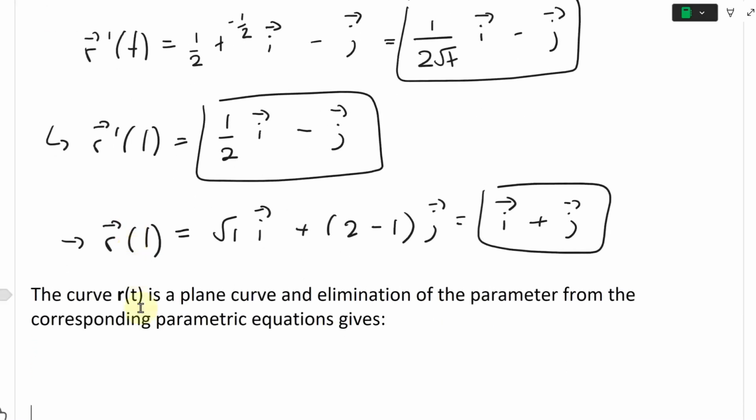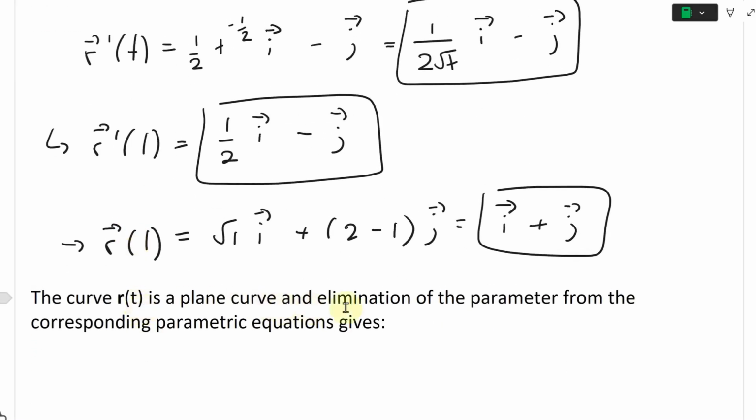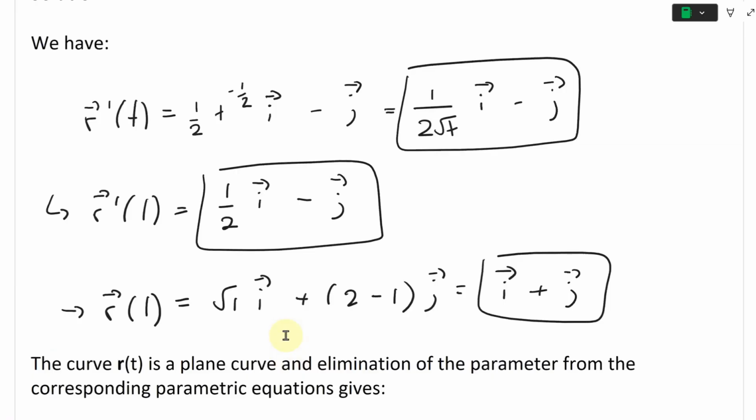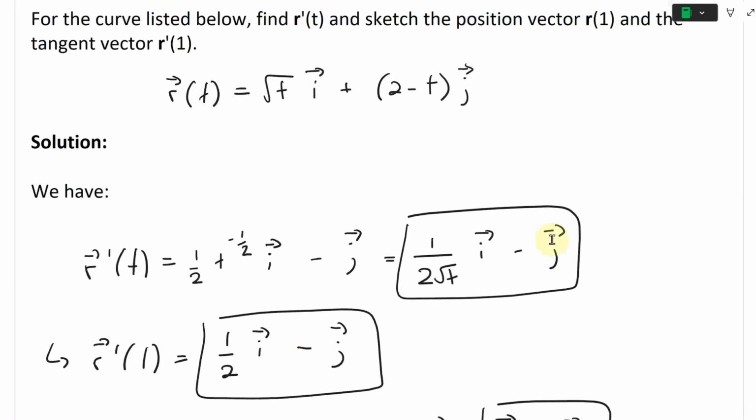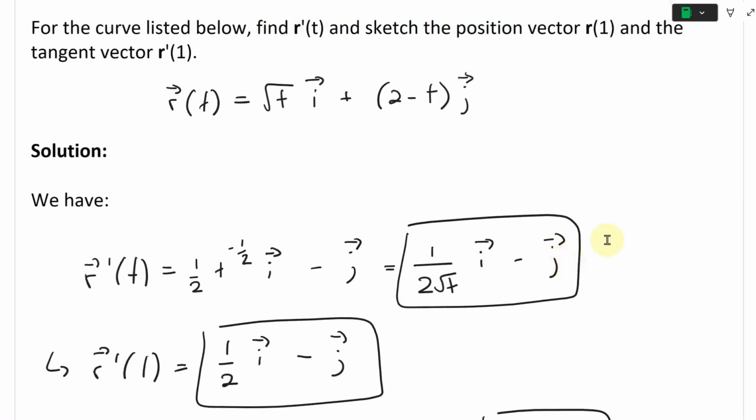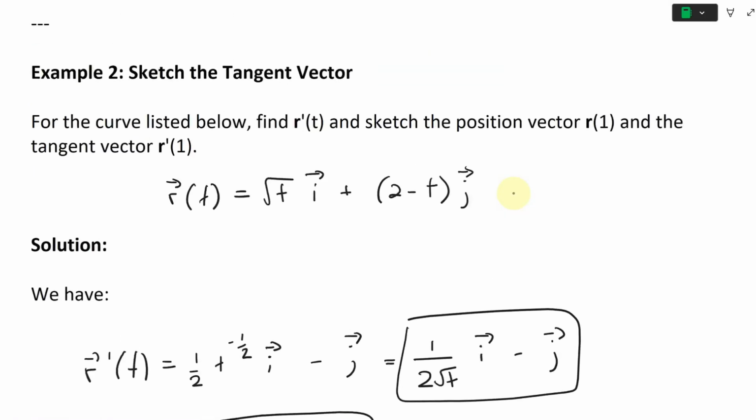The curve r of t is a plane curve, and we can eliminate the parameter from the corresponding parametric equations. What I mean by a plane curve is that there's no z component here. In 3D, you would have to account for all of the z values, which are infinite, so you would basically get a surface like this, something like that. Anyways, we need to sketch this out.